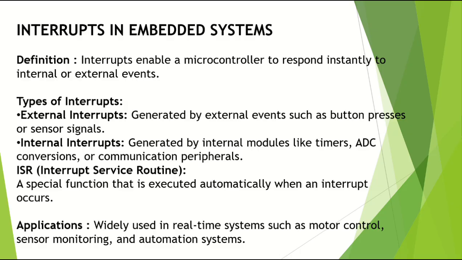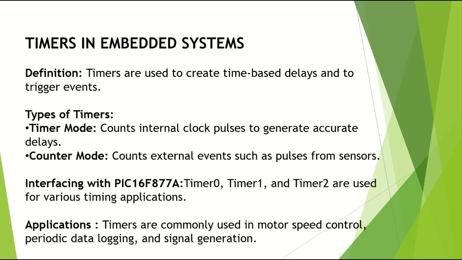And next is timers in embedded systems. Timers are used to create time-based delays and trigger events. Types of timers: timer mode and counter mode. There are two modes. Timer mode counts internal clock pulses to generate accurate delays.